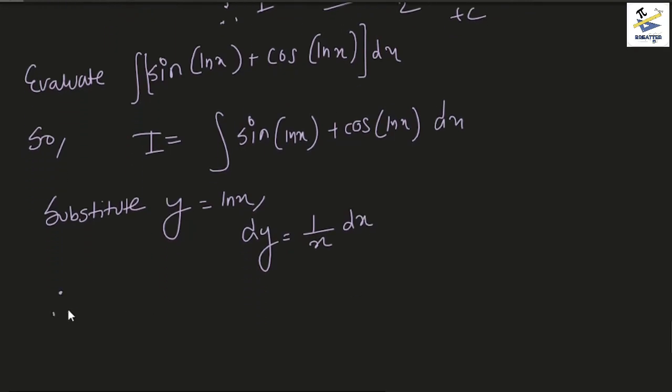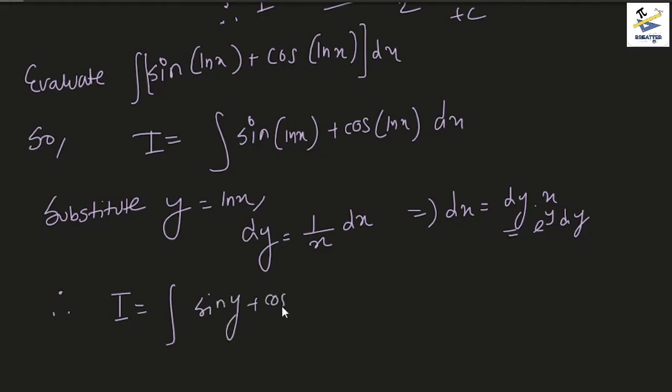Therefore this integral would become... From this you can see that dx is basically equal to dy into x, but we need it in terms of y. So x is basically e to the power y, so dx is basically e to the power y dy, right? So the integral becomes sine of y plus cos of y whole into e to the power y dy.